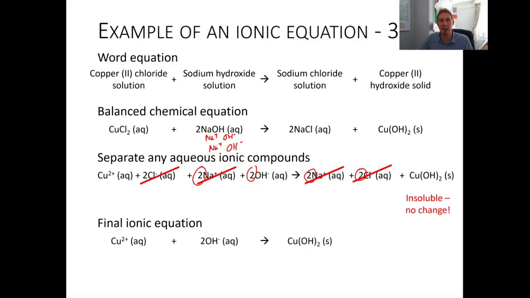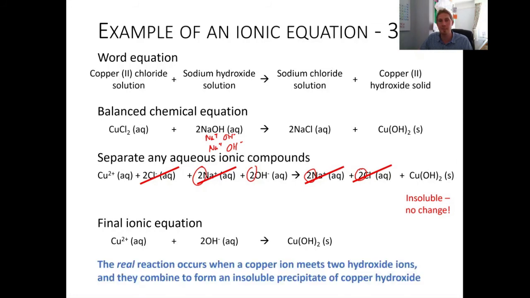And so our final ionic equation: a copper 2+ ion bumps into 2 hydroxide anions to form solid copper hydroxide. The real reaction occurring is when a copper ion meets 2 hydroxide ions and they combine to form an insoluble precipitate. The sodium, the chloride, that's a red herring. They're not part of the real chemical reaction.